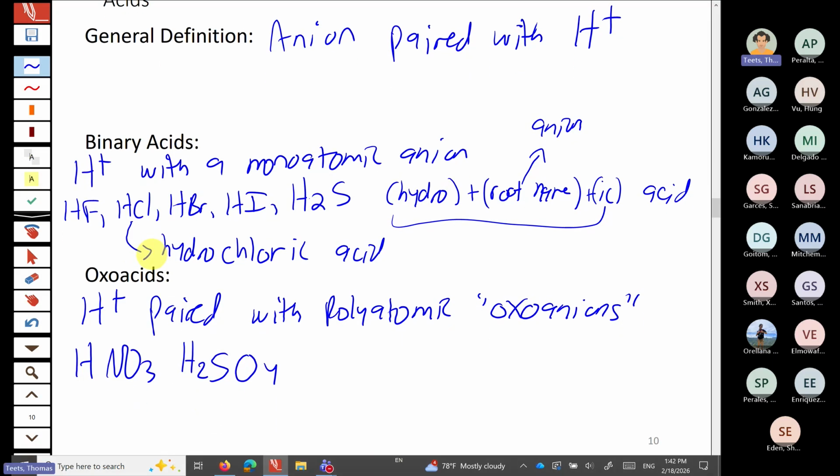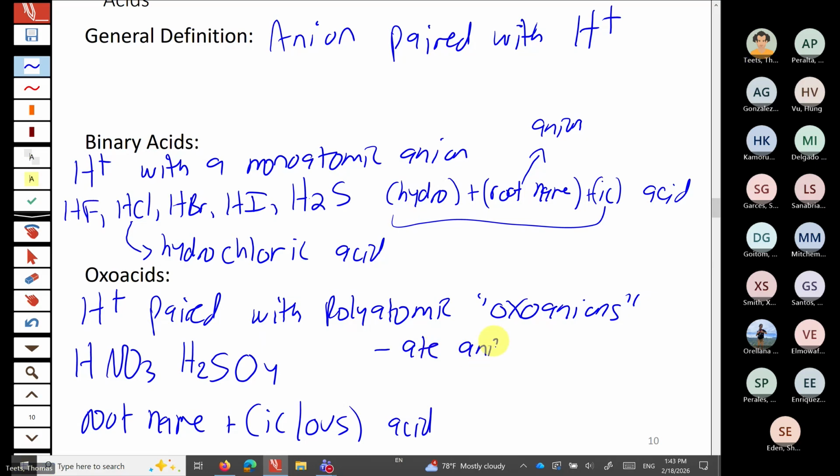So the way that we name these is you just use the root name of, again, the anion, which is polyatomic in this case. You change the name of that to either IC or OUS, and I'll define which is which here in a second. And then again, acid at the end. So if it's an ATE anion, that becomes an IC acid. So if the anion name ends with ATE, the acid name has IC in it. And if the anion name ends with ITE, it would be an OUS acid.